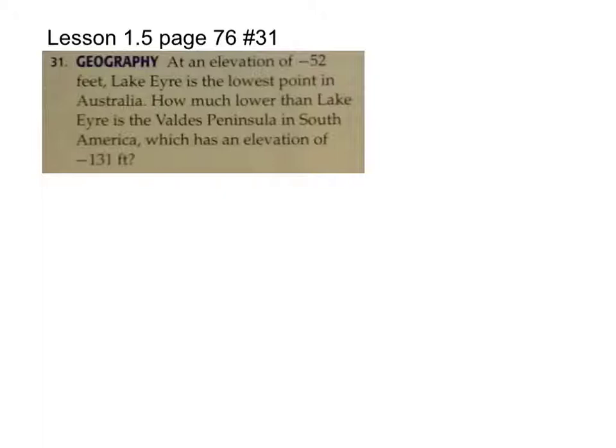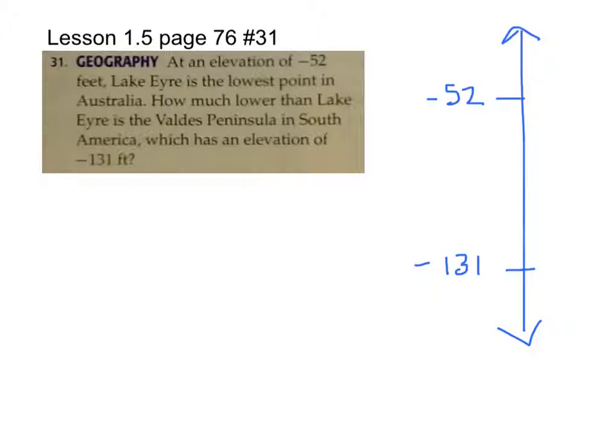The next one is number 31, and this is out of section 1.5 on page 76. At an elevation of negative 52 feet, Lake Eyre is the lowest point in Australia. How much lower than Lake Eyre is the Valdez Peninsula in South America, which has an elevation of negative 131. So again, I'm going to start with my number line, a vertical number line. So we've got Lake Eyre here at negative 52. We have the Valdez Peninsula down here at negative 131. And of course, 0 is somewhere way up there.